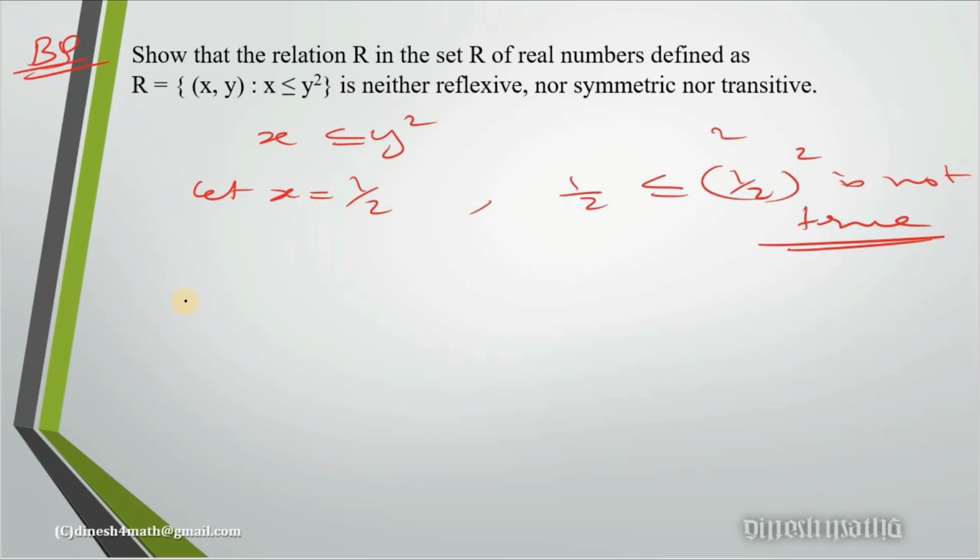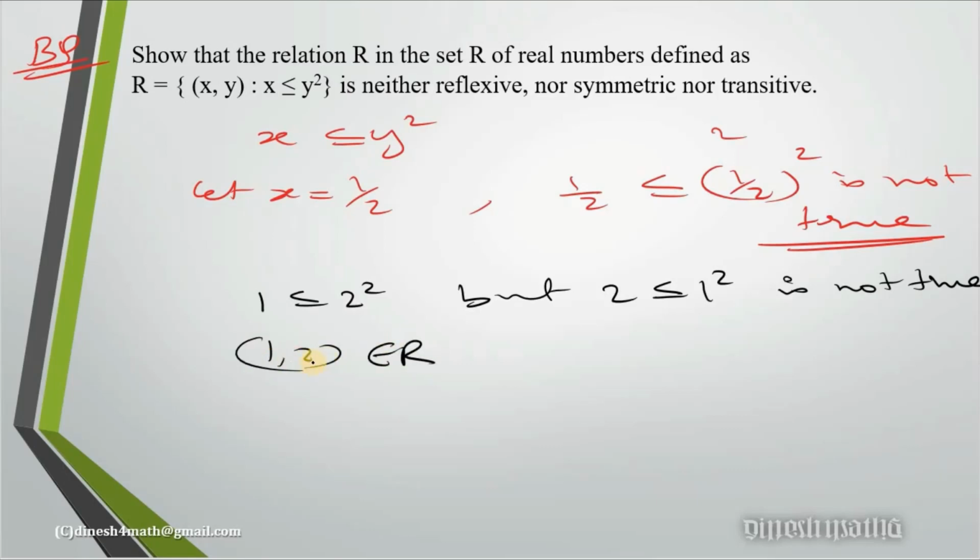Secondly, we need to prove that it is not symmetric. So I take 1 less than or equal to 2 square, but 2 less than or equal to 1 square is not true. Correct? So I can say that (1, 2) is an element of R. That means 1 is related to 2, but 2 is not related to 1. So it is not symmetric. That is the second condition. Again, here you can figure out some numbers which satisfy the condition. Okay, so it is not symmetric.